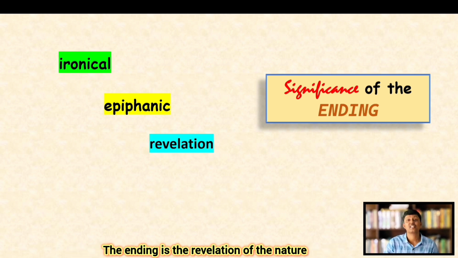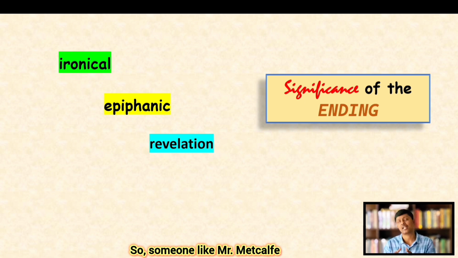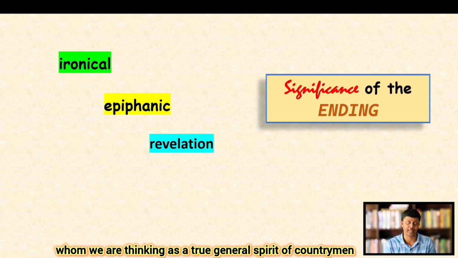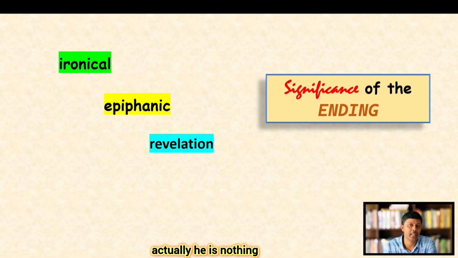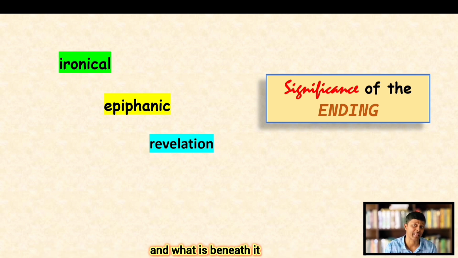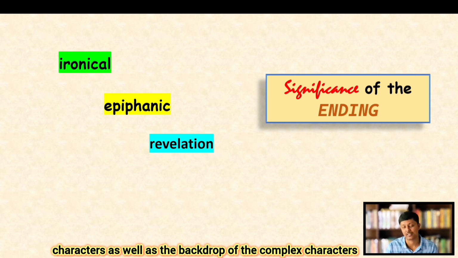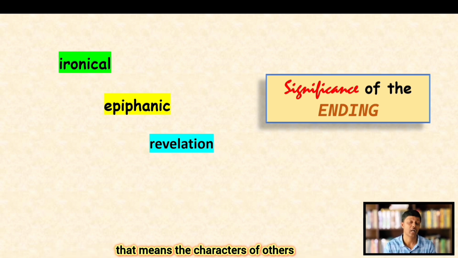The ending is the revelation of the nature of the complex human personality. So someone like Mr. Metcalfe, whom we are thinking of as a true general spirit of countrymen, actually he is nothing because he doesn't understand even the point of Mr. Harcourt Hood and what is beneath it. Therefore, it is a revelation of the complex characters as well as the backdrop of the complex characters, that means the characters of others.